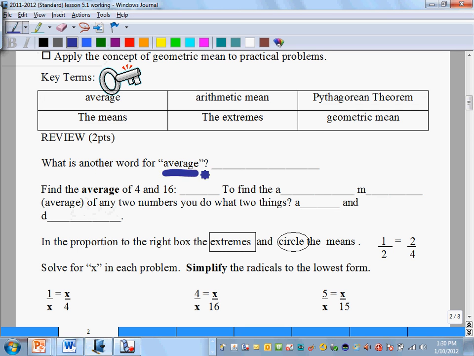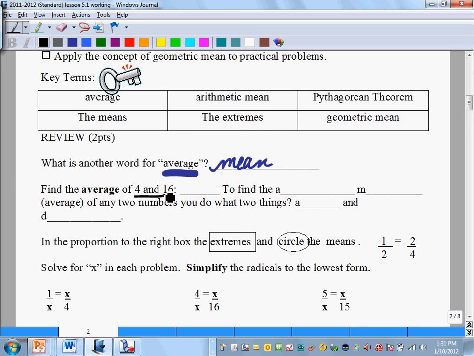Alrighty. So another word for average. Tell your teammates if you know a second word for average. Go. Mr. Courtney, what's another word for average? Starts with an M. Mean. Yes. Write this down.